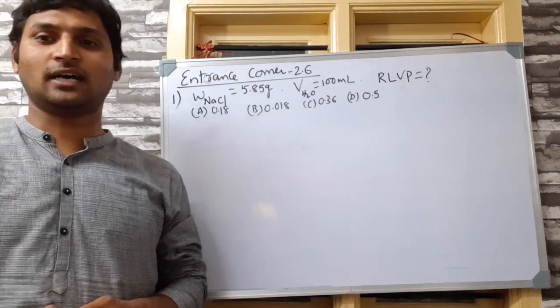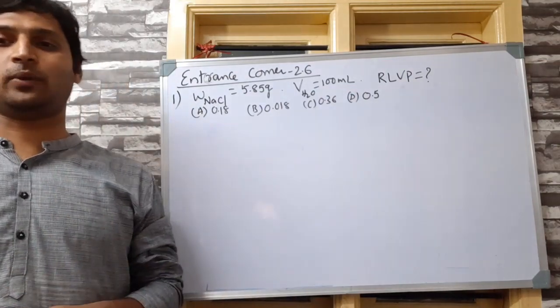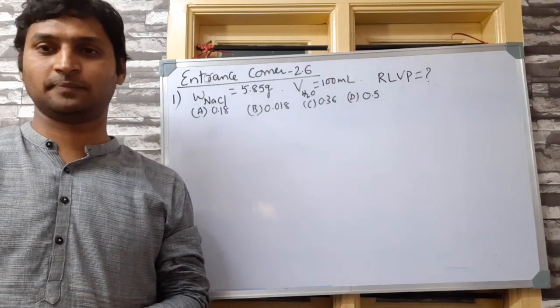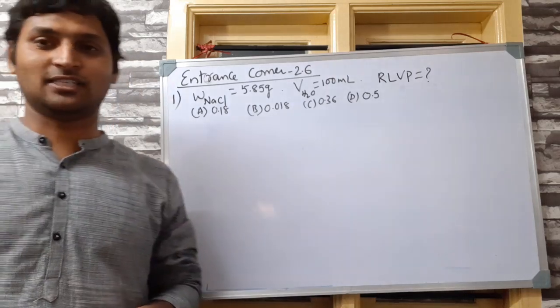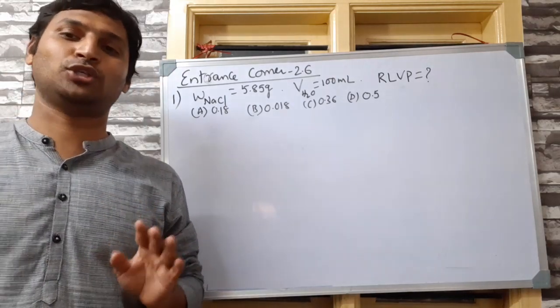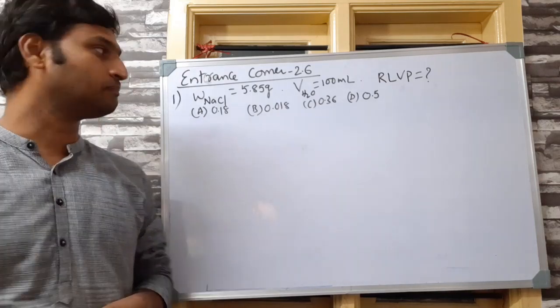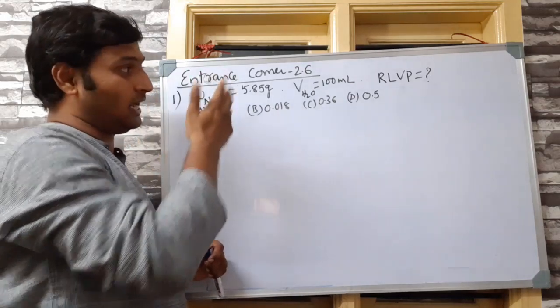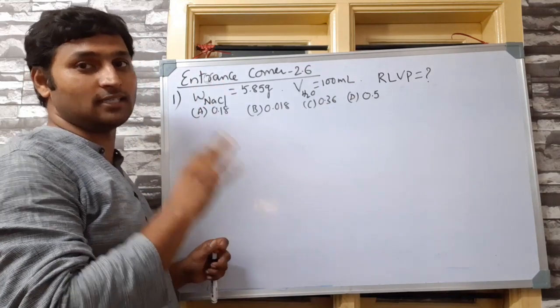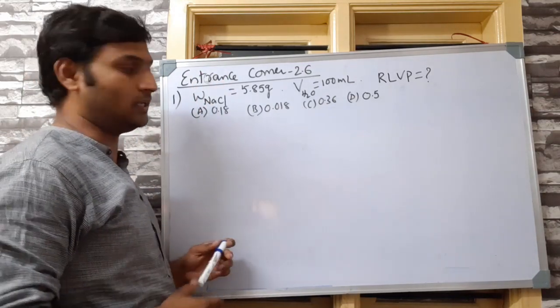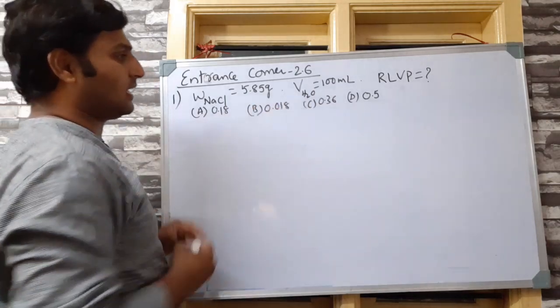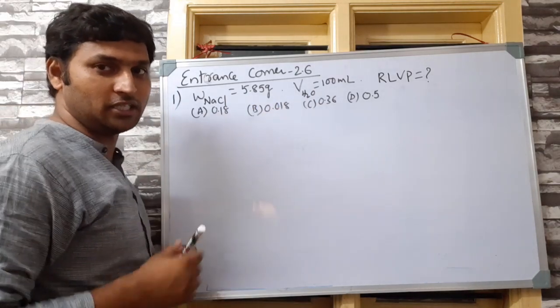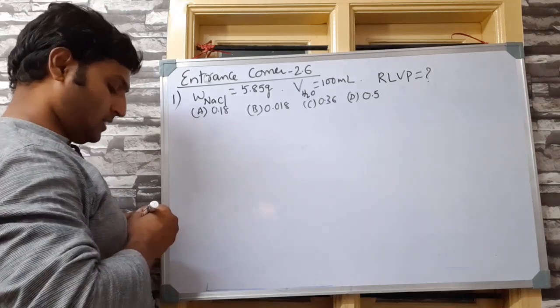Let us solve entrance corner 2.6 that contains numerical questions based on colligative properties. Looking at the first question, he is talking about an aqueous solution of common salt, sodium chloride. 5.8 grams of common salt is dissolved in 100 ml of water and he is asking what is RLVP. Options are given, they are quite comfortable, so calculation is not an issue in this problem.